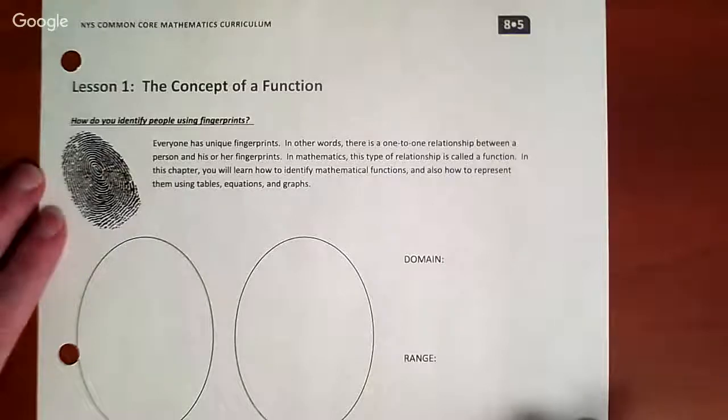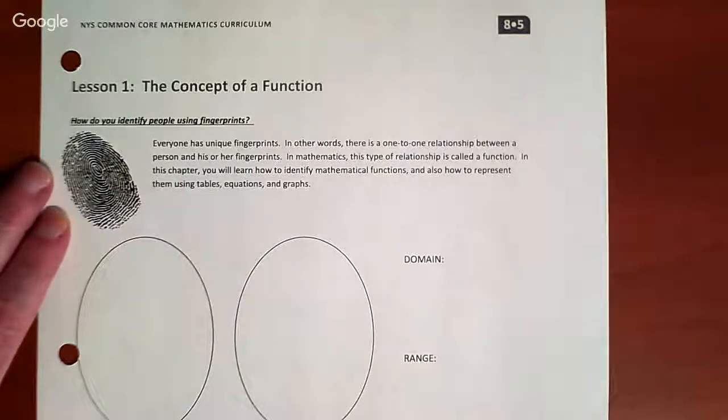All right, this is lesson 1, the concept of a function. Everyone has unique fingerprints. In other words, there is a one-to-one relationship between a person and his or her fingerprints. In mathematics, this type of relationship is called a function. In this chapter, you will learn how to identify mathematical functions and also how to represent them using tables, equations, and graphs.